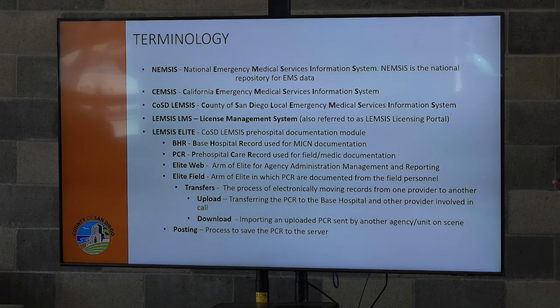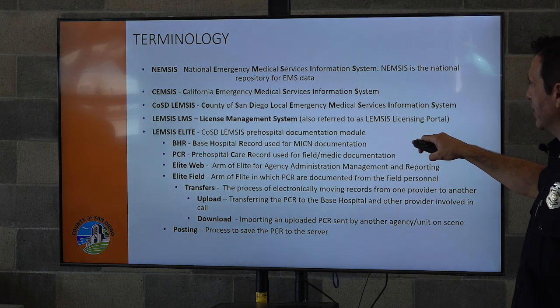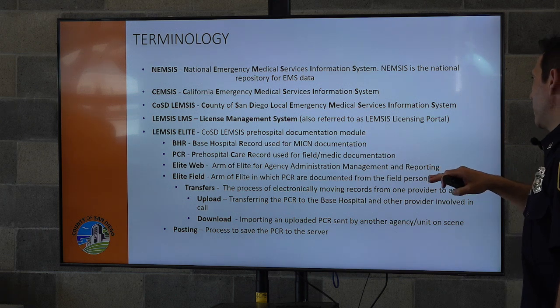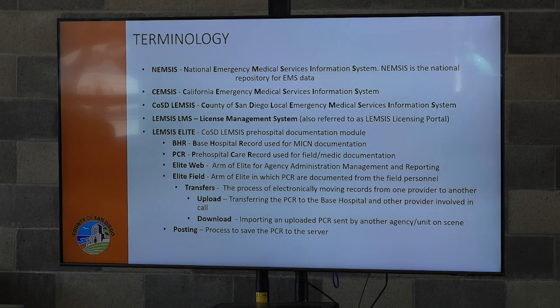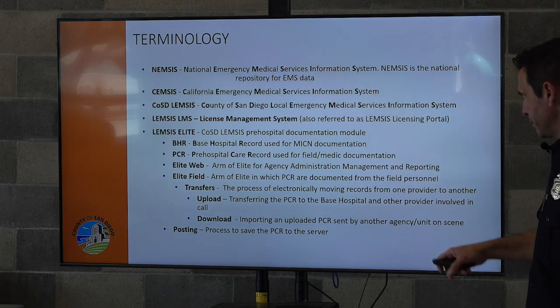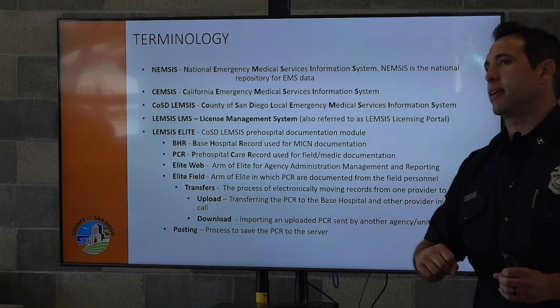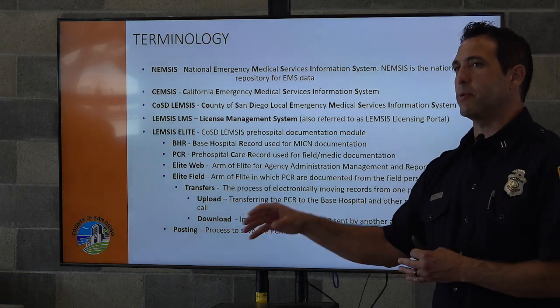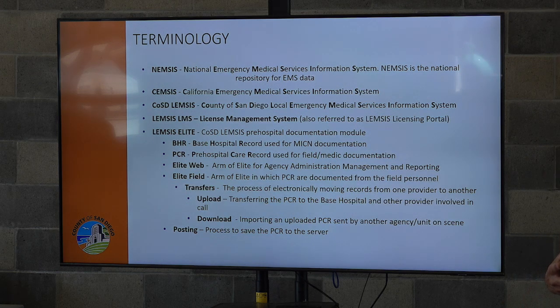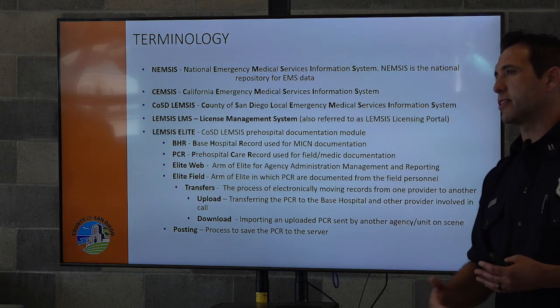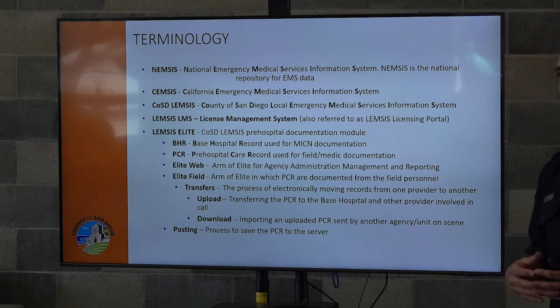LEMSIS, the Licensing Management Portal, and how it's connected to Elite. Elite has the base hospital record and the PCR, which is patient care report, or patient care record, and those are within ImageTrend Web and Field. The report can be transferred or posted. They're different. Transferring it is taking some information and giving it to someone else, and they're downloading it into their record for demographics, vital signs, medical history, things of that nature.